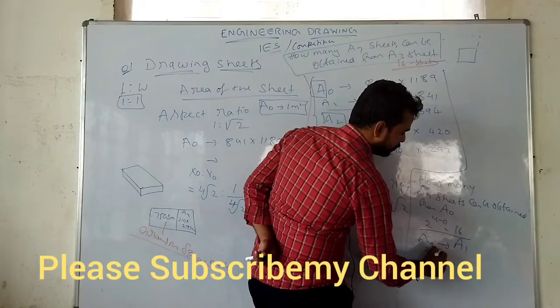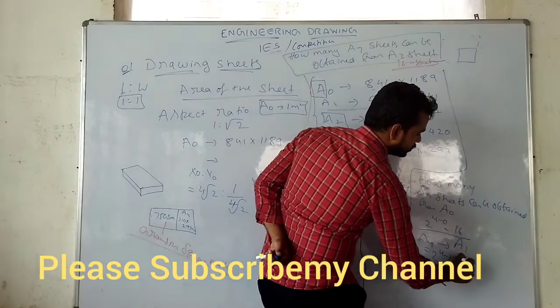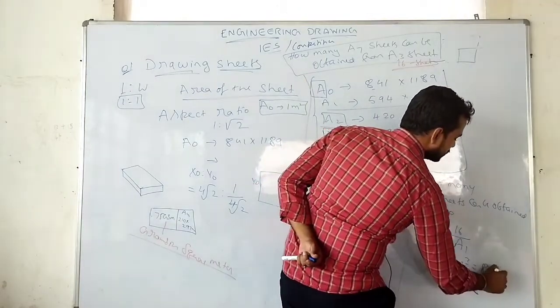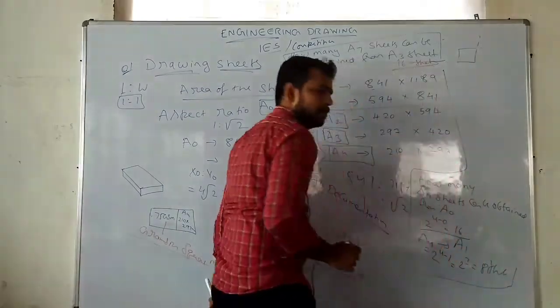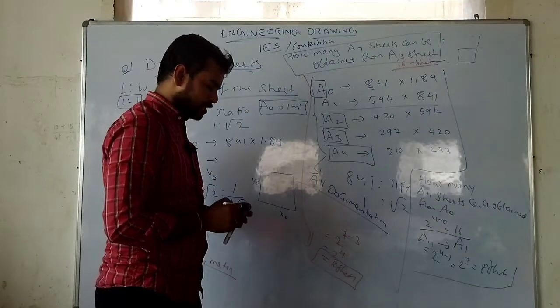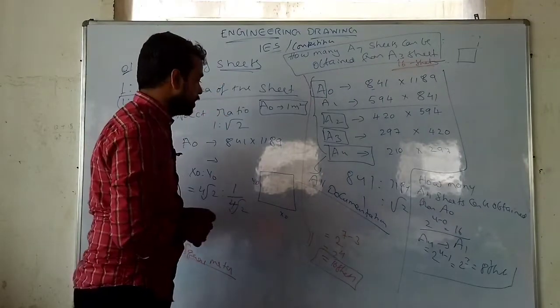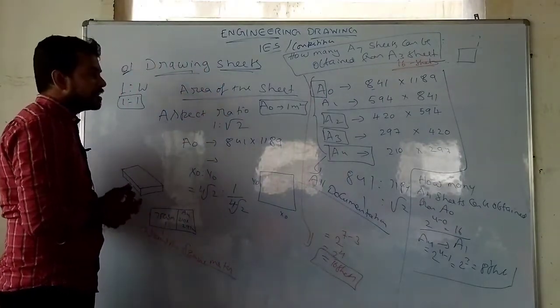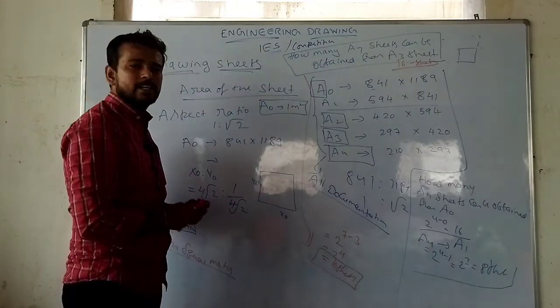It's 2 to the power 4 minus 1, it's 2 cube, that is equal to 8 sheets. Okay, like this the questions will be there. Okay, in this manner you should think. Okay, the questions will be this much creative. Sir, who gave you all these standards?